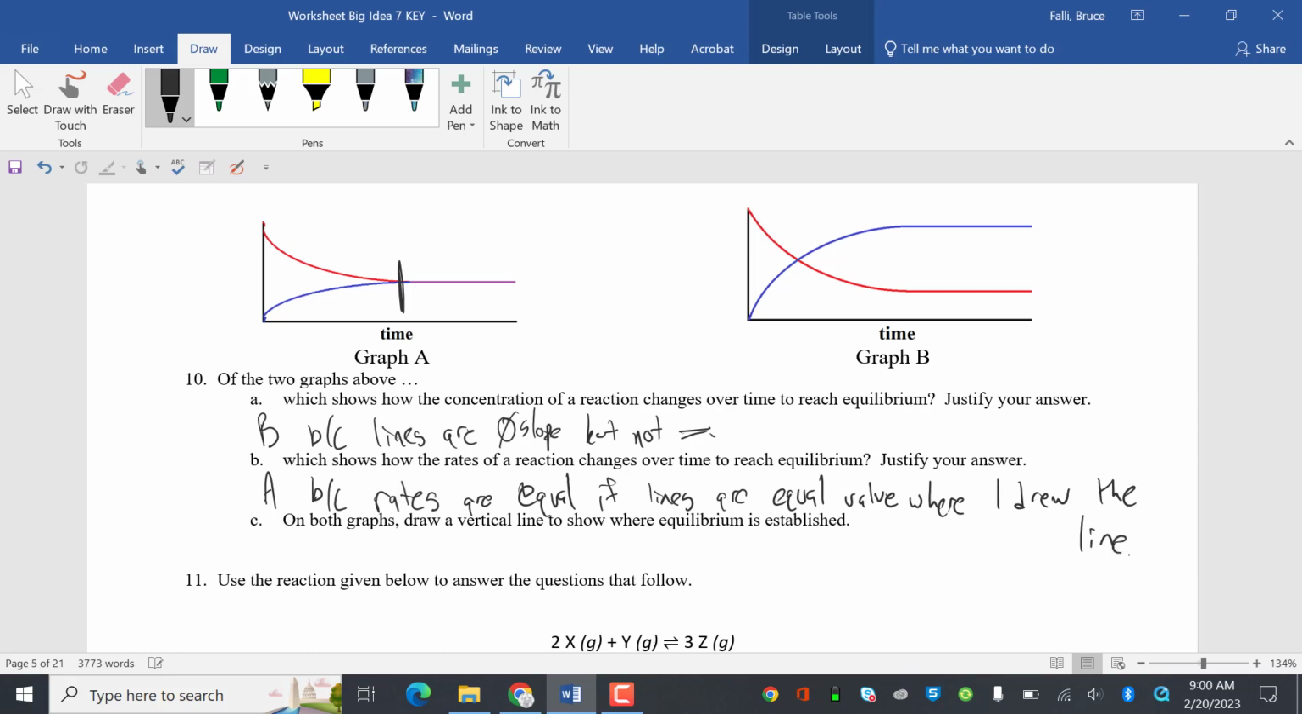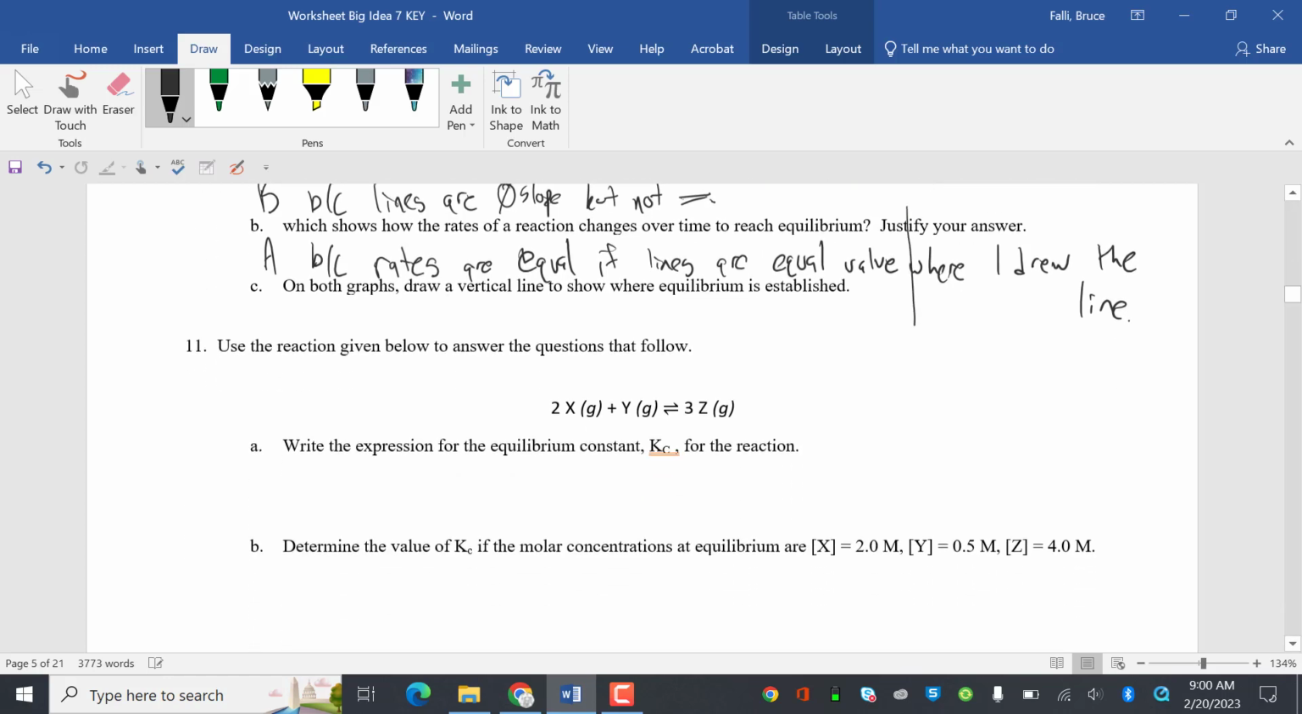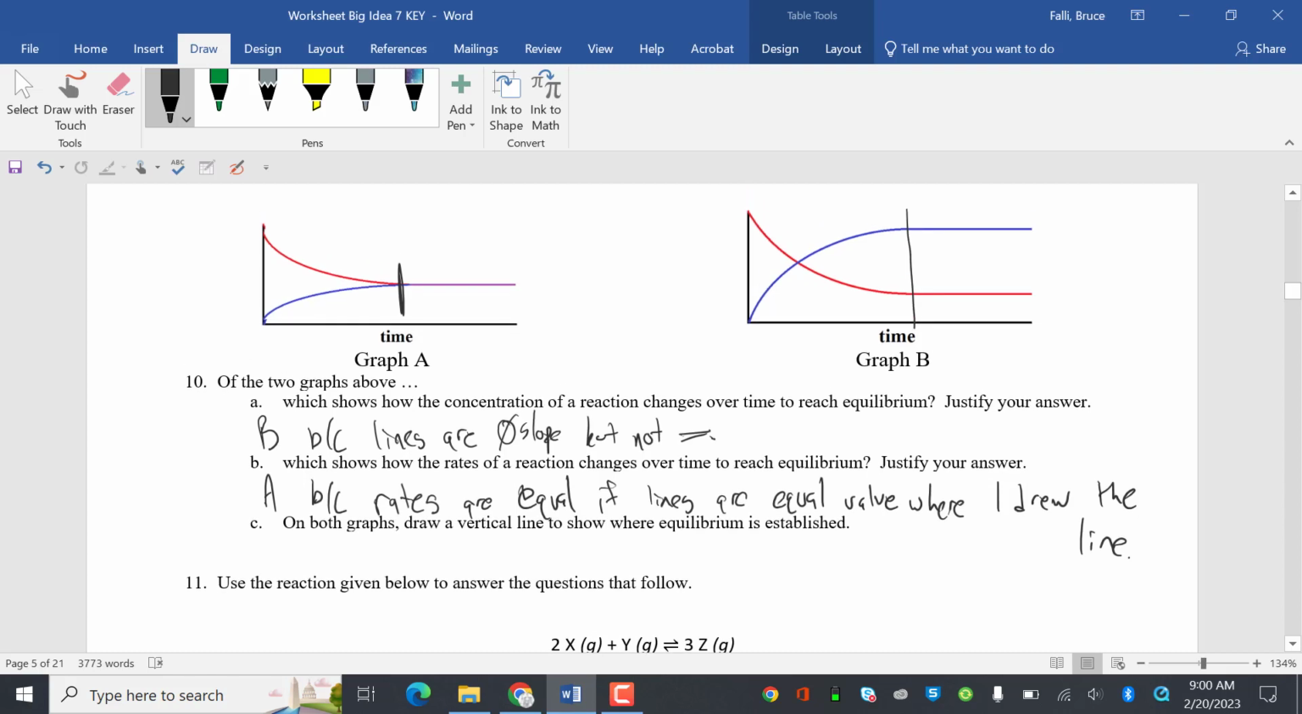On both graphs, draw a vertical line to show where equilibrium is established. Oh, there you go. Use reaction below to answer the questions that follow.